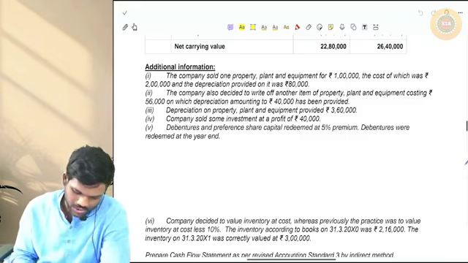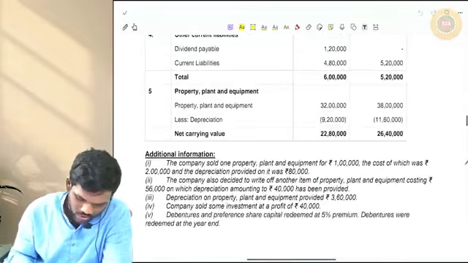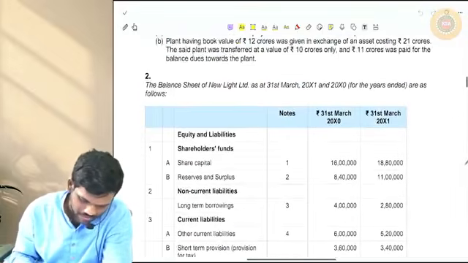This is an interesting question. Let us solve this question. There are only 3 questions which I mainly wanted to solve.